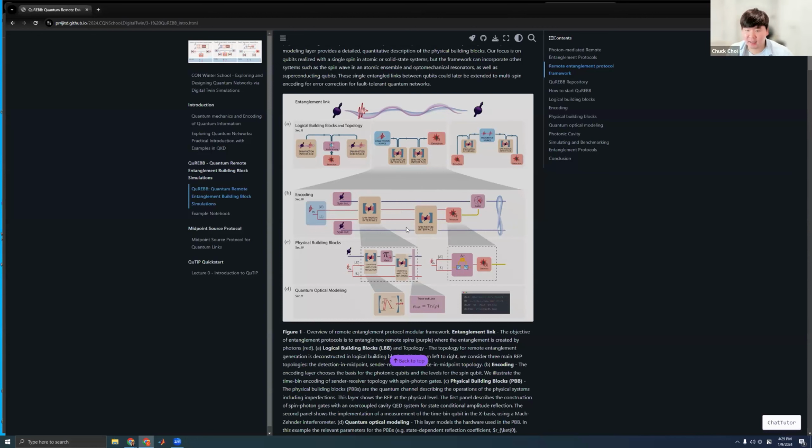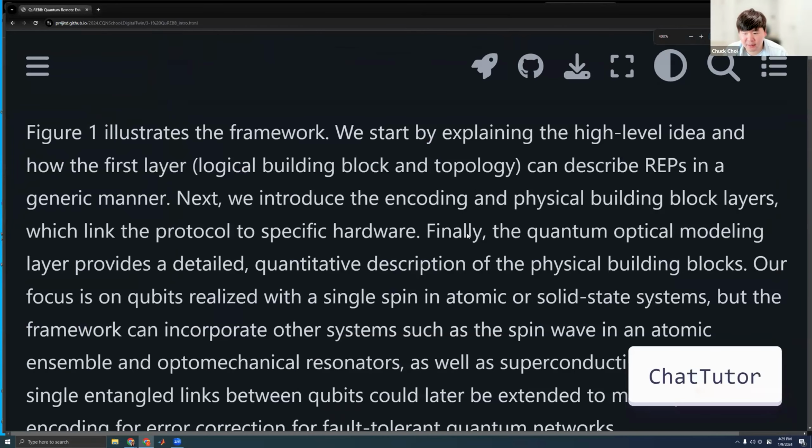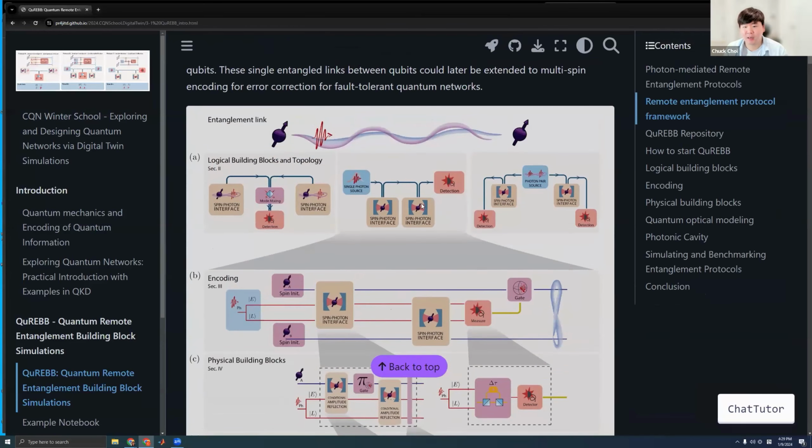In the other way, we can generate the entanglement in a linear way, as you can see in the middle panel here. You can first make a single photon interact with Alice's spin and send it to Bob to make the interaction, then detect it.